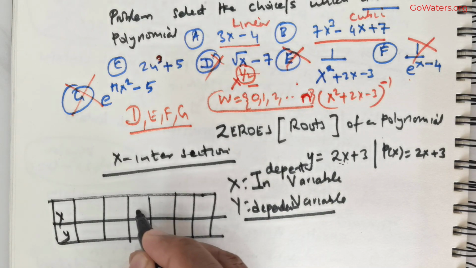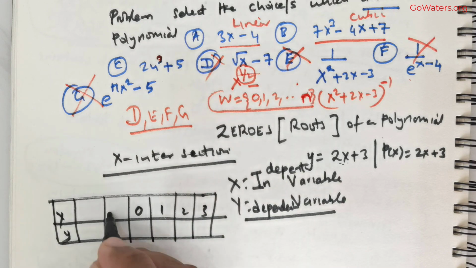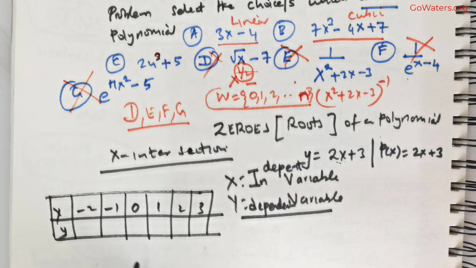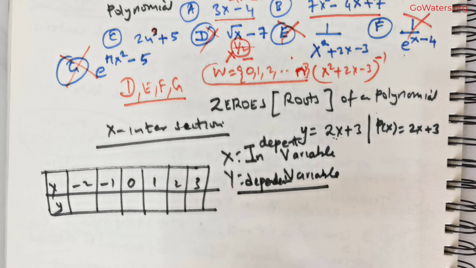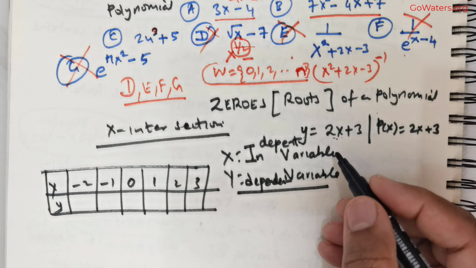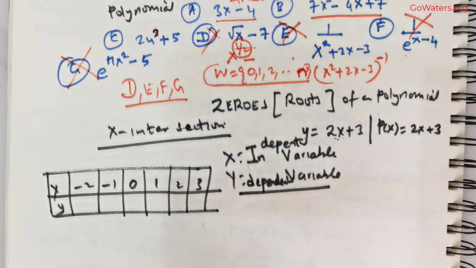Suppose I'm taking values as say 0, 1, 2, 3. I can take values for x like this. Negative 1, negative 2. I can take values for x like this. For every value that x is taking, y will take a designated value. In other words, y has got no choice at all. X has choices because of the very fact that it is independent.